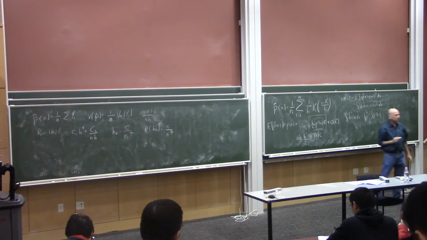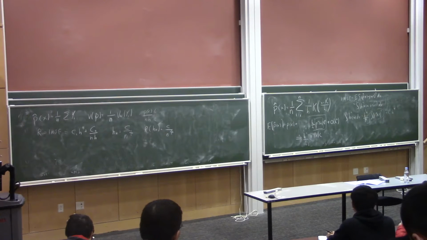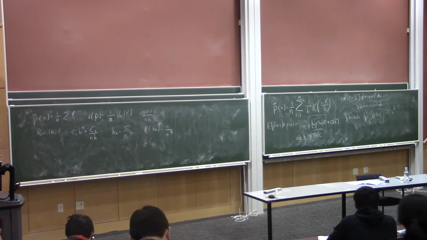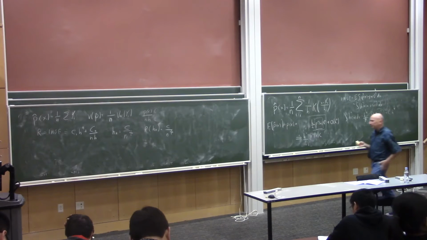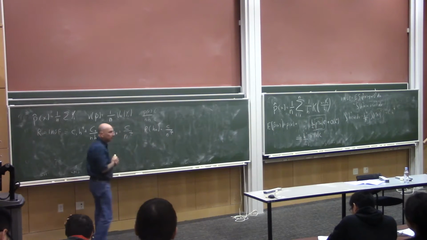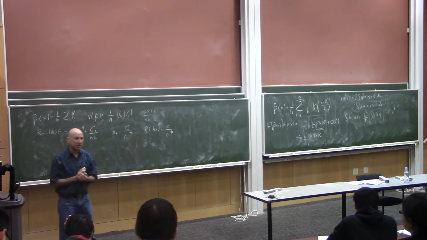Constant depends on p double prime of x. We don't know p double prime of x. So this expression that we derived is purely for theoretical reasons. This was to help us understand the theoretical properties of the kernel density estimator, and it tells us qualitative information about the optimal bandwidth. It should go down to 0 at a certain rate and so on. But in practice, we don't use that to select the bandwidth.